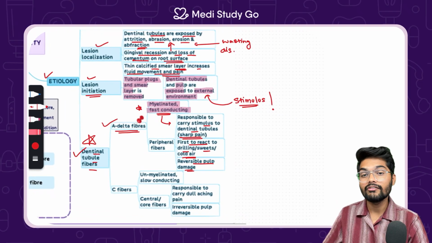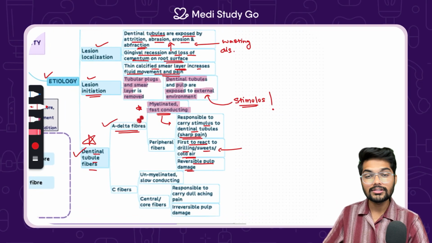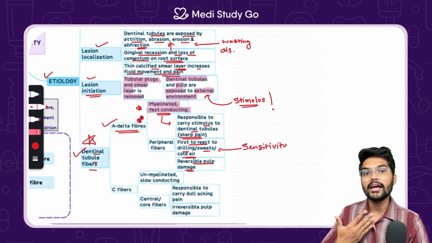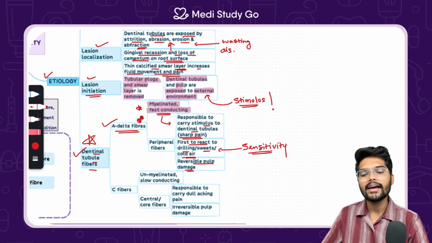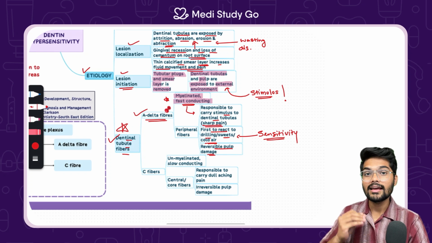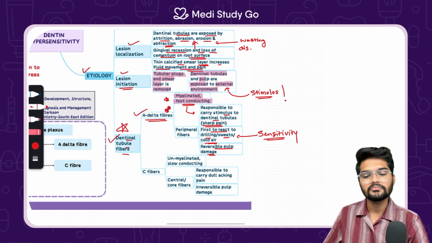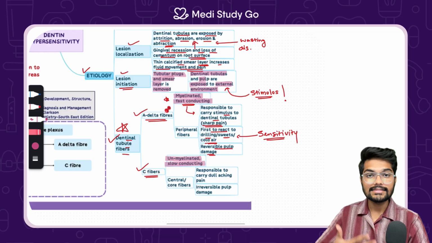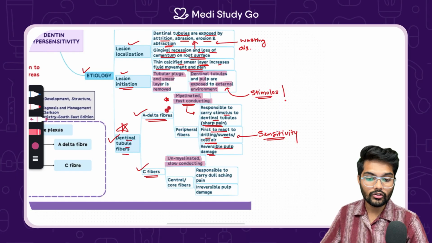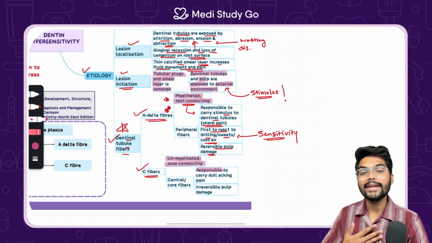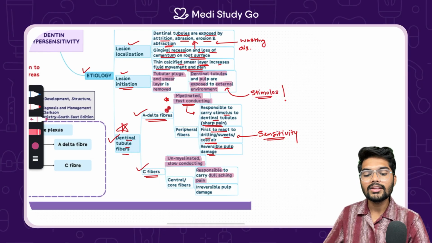Right, so the pain which you get late at night or on cold stimulus or when you eat something sweet, basically all the history questions which we have asked our patients, they have been going through that pain, all thanks to A delta fibers. After that, we have C fibers, which are going to be unmyelinated, meaning they're going to be slow conducting. They are going to be placed centrally, or they are going to be the core fibers and responsible to carry dull aching pain, something like irreversible pulp damage.